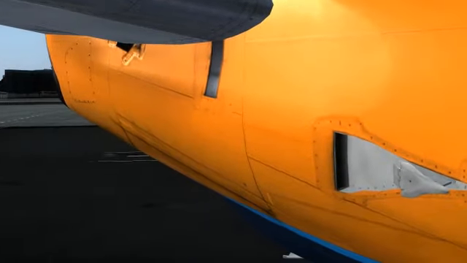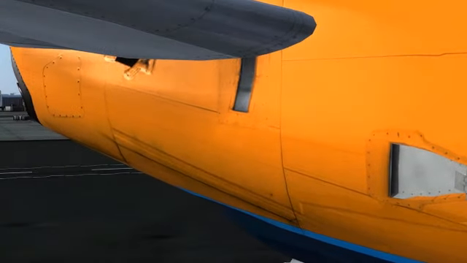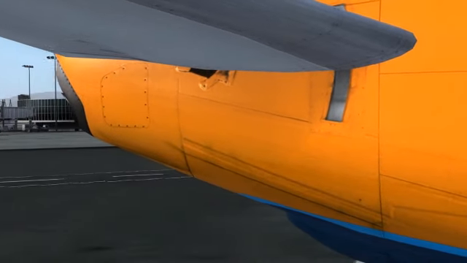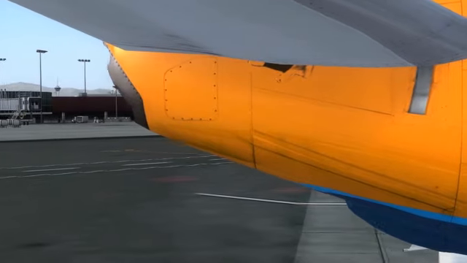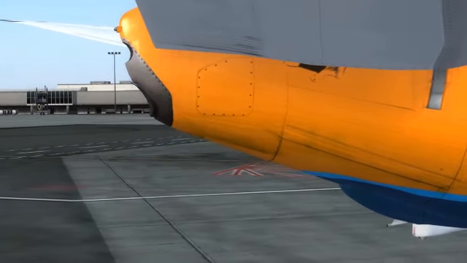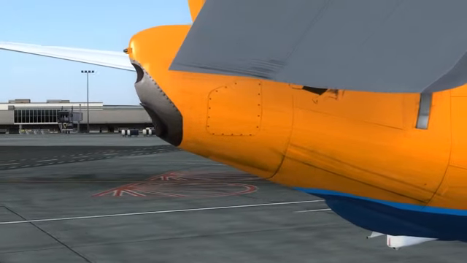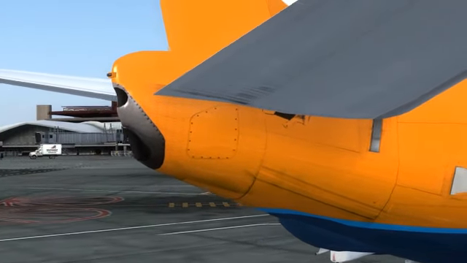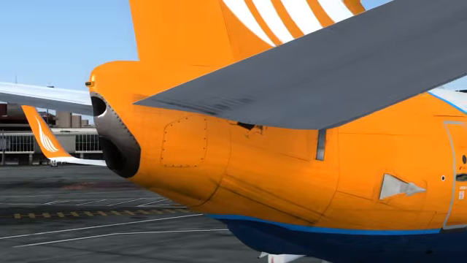Even though the APU is capable of starting up and providing electrical power to the aircraft all the way up to 41,000 feet, it may provide pneumatic power or bleed air only up to 17,000 feet. On the ground, there's no limitation as to the pneumatic capabilities of the APU.